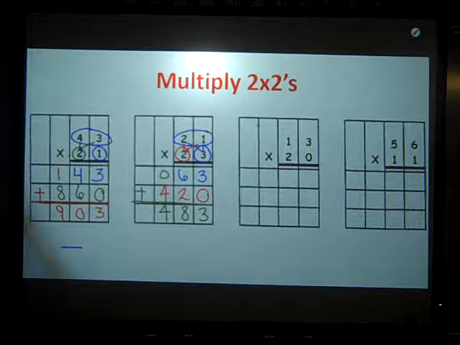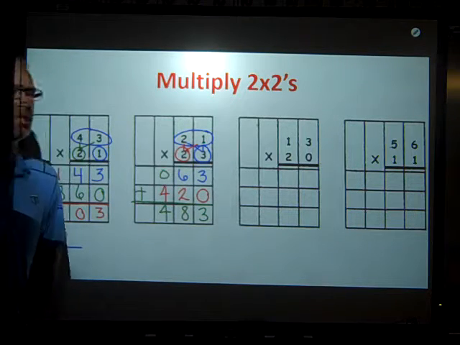Not awful. It does take some time, and it's a lot of practice. A lot of practice. And you'll get a lot of practice tonight in homework. Okay. All right. Next one. This is an interesting one.